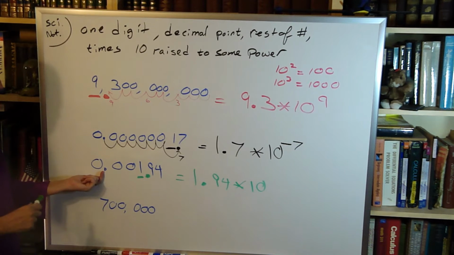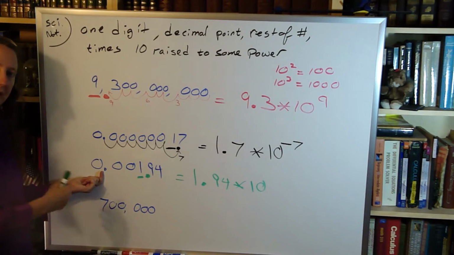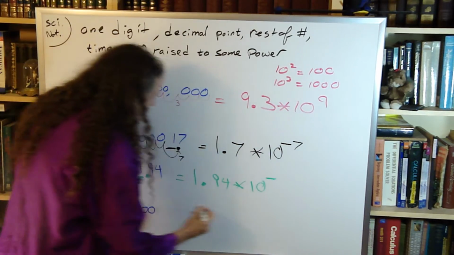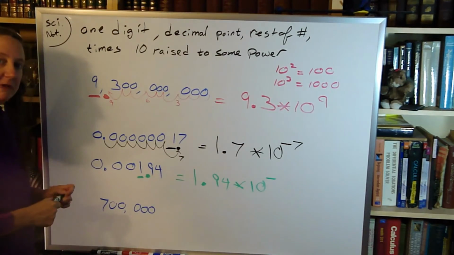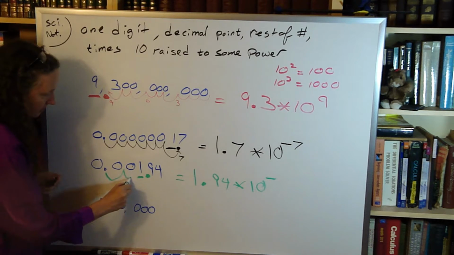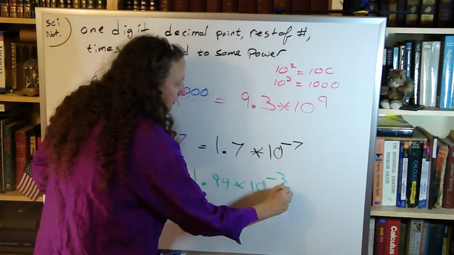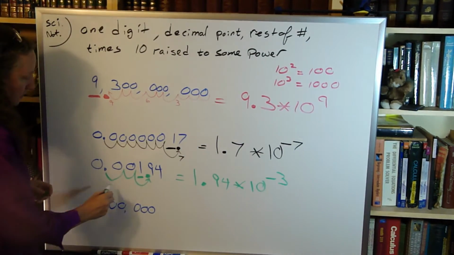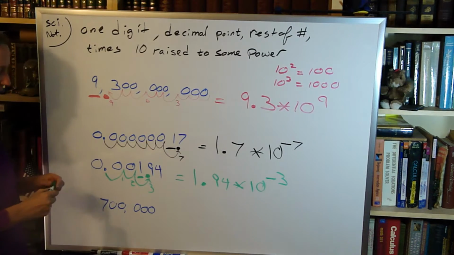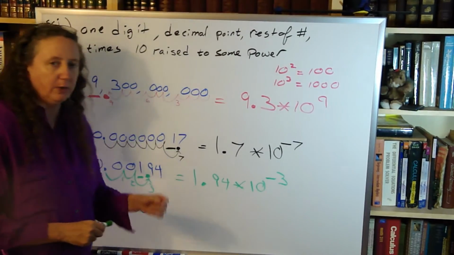My decimal point is here, so this is a small number, so I want a negative exponent. How many places am I moving the decimal point? From here, 1, 2, 3. 3 places. So 1.94 times 10 to the negative 3 is my answer.